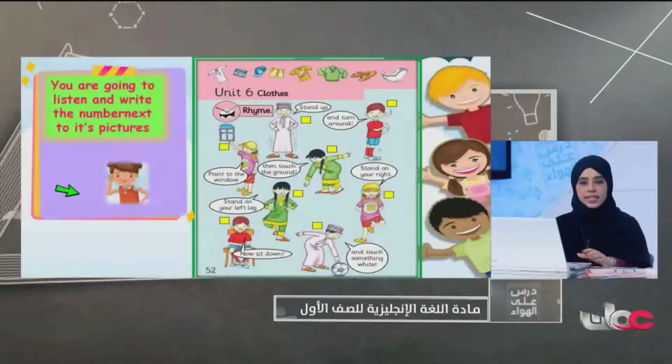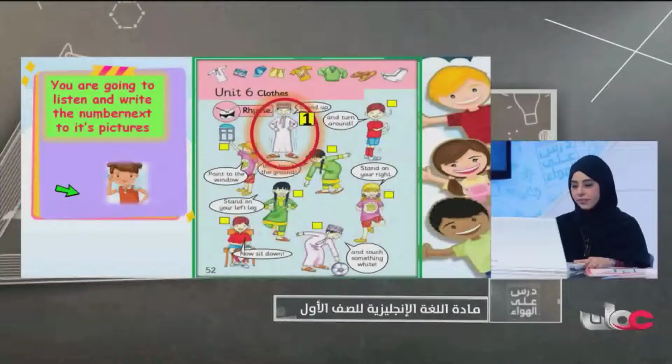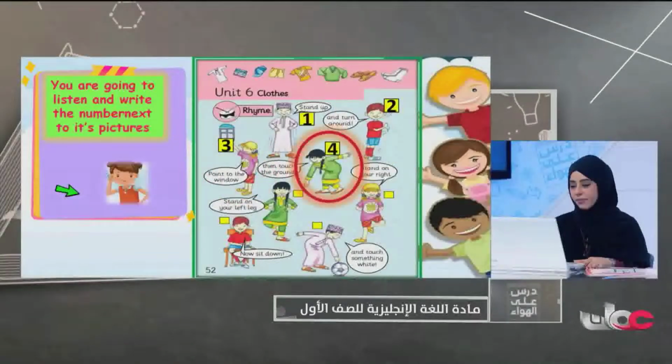Stand up and turn around. Point to the window, then touch the ground. Stand on your left leg, stand on your right. Now sit down and touch something white.